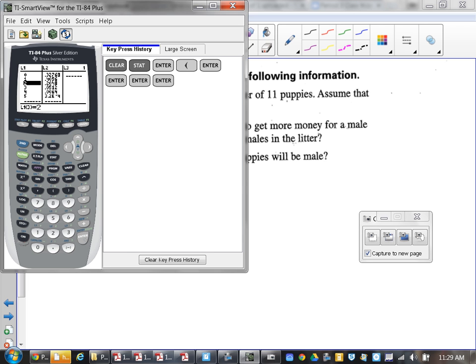This takes forever, this calculator. I hate this calculator. Just use a regular calculator and close it again.